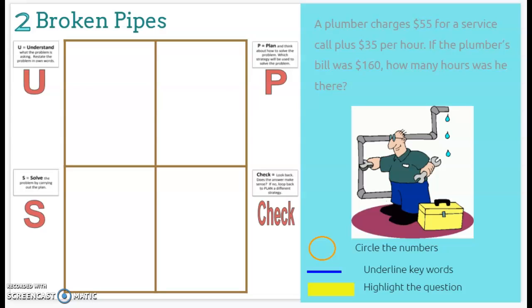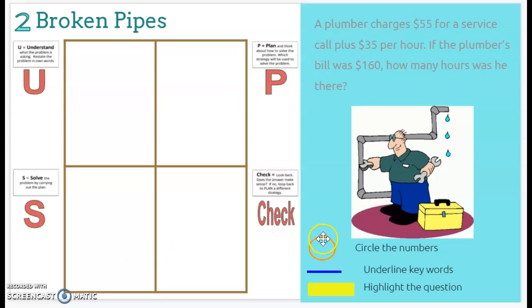Welcome to problem number 2. We're working with broken pipes. Okay, so a plumber charges $55 for a service call plus $35 per hour. If the plumber's bill was $160, how many hours was he there?